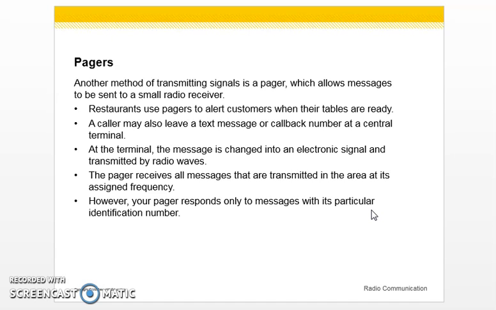Pagers are another method of transmitting signals, which allows messages to be sent to a small radio receiver. Restaurants use pagers to alert customers when their tables are ready. A caller may also leave a text message or callback number at a central terminal. At the terminal, the message is changed into an electronic signal and transmitted by radio waves. The pager receives all messages that are transmitted in the area at its assigned frequency. However, your pager responds only to messages with its particular identification number, just like a telephone number.